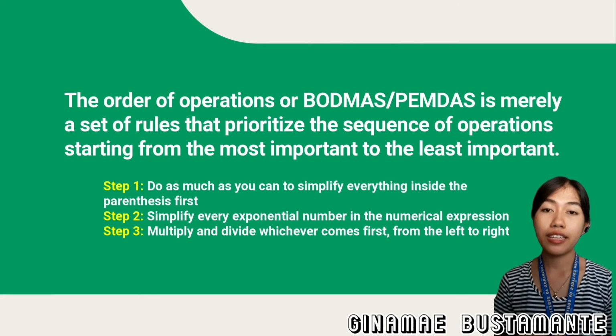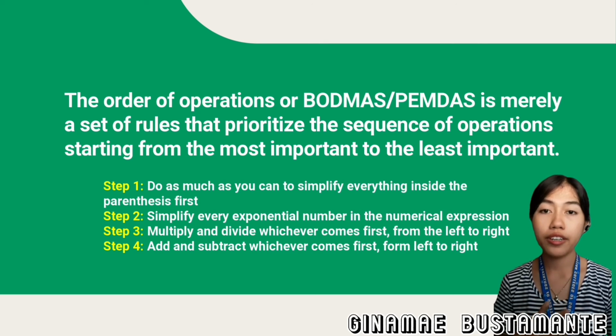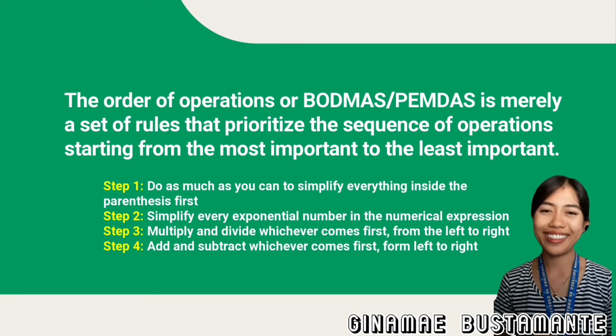Step 3. Multiply and divide, whichever comes first from left to right. And step 4. Add and subtract, whichever comes first from left to right.